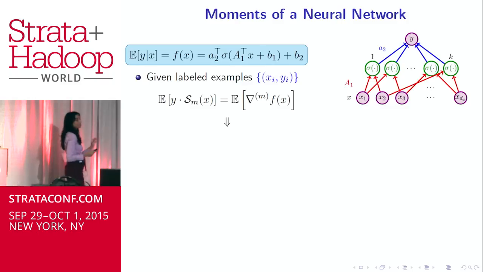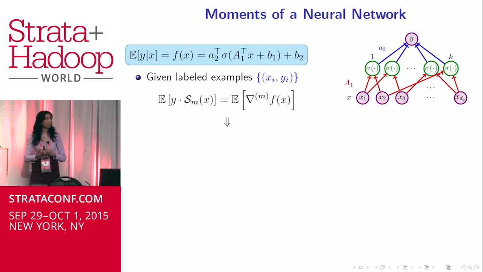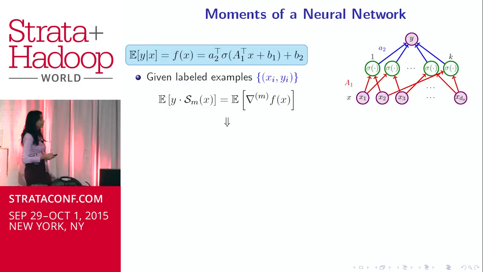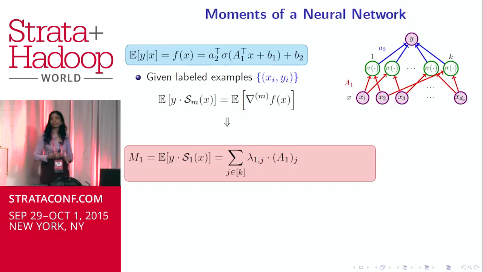So the crucial result which we established to make this analysis possible is an extension of Stein's lemma. We show that if you look at the output label and look at the correlation with the score function of any order m, what we have access to are derivatives of the label function in expectation. And for this neural network, it turns out that these derivatives are very nicely related to the parameters.